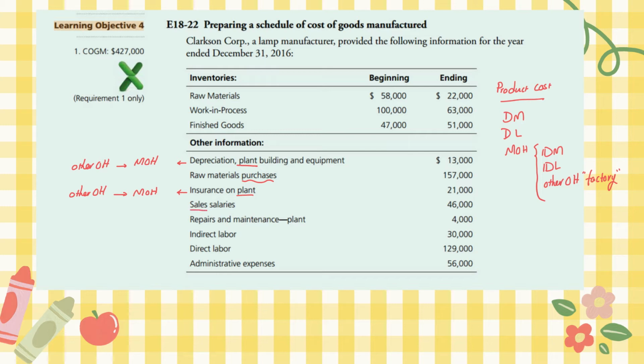Sales salaries, so it's not related to the factory, so we call them period costs, not product costs. Repairs and maintenance, plant, okay, so again it's manufacturing overhead. Indirect labor is again part of the manufacturing overhead. Direct labor is product cost. Administrative expenses are period cost, related to the office. Now let's read the requirements in the next slide.